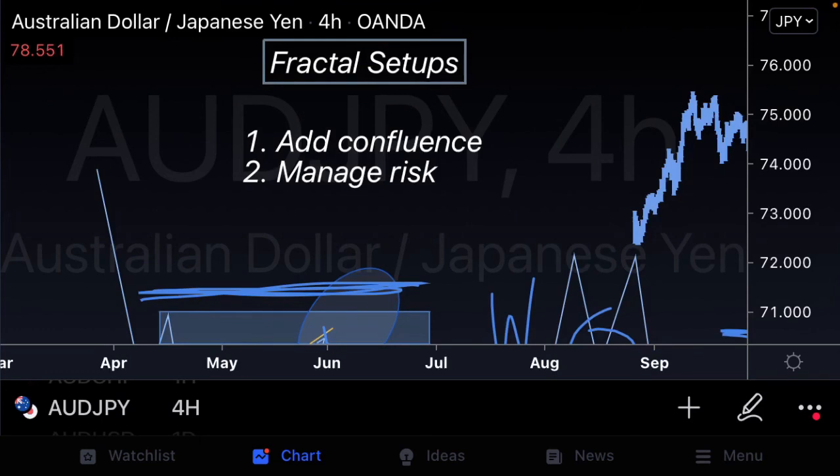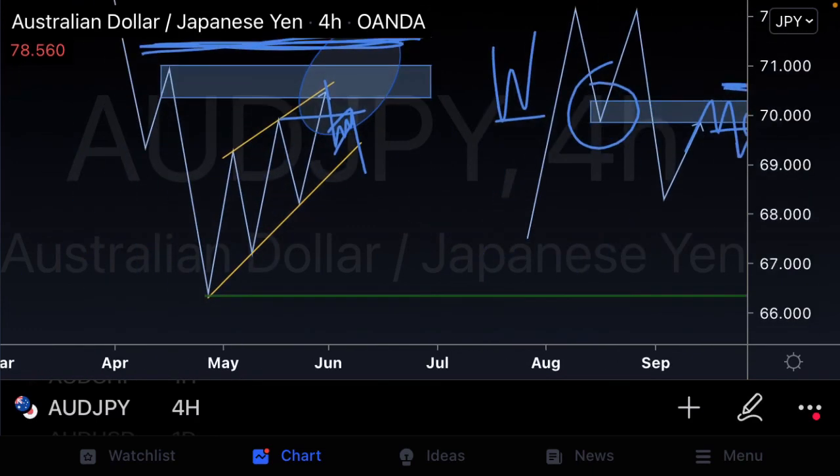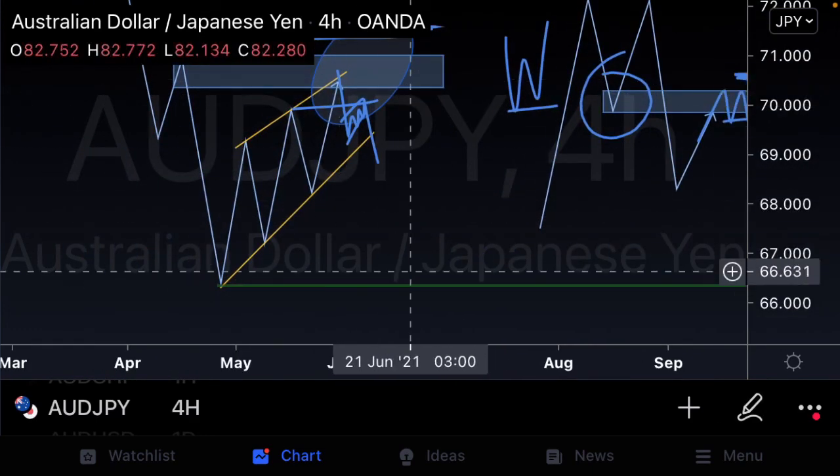And then, as well as adding that confluence, we were able to manage risk. So we are able to take a smaller risk on the exact same setup for the same winning potential. And obviously, a smaller risk on the setup means that we are maximizing on bigger returns with the exact same movement that we were expecting of our higher time frame structure.